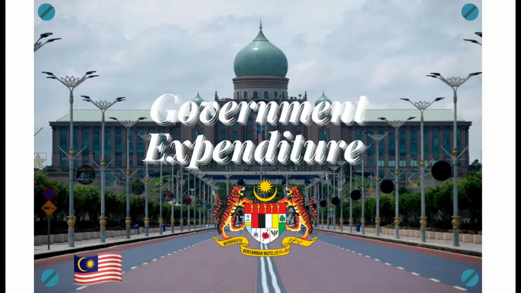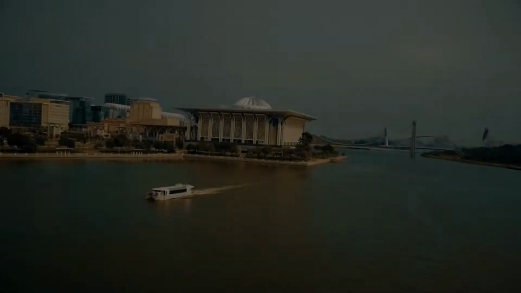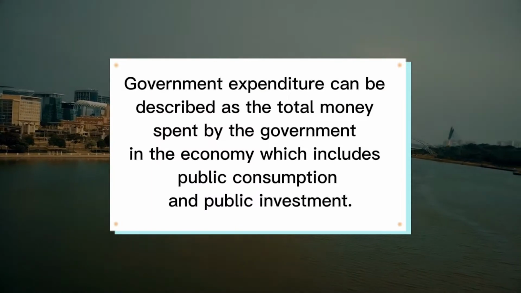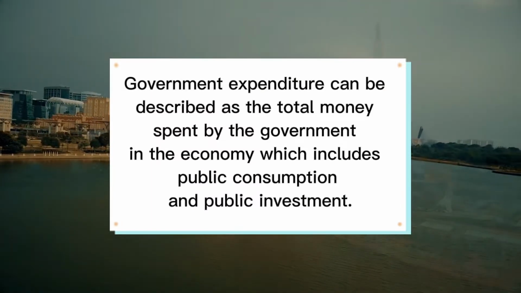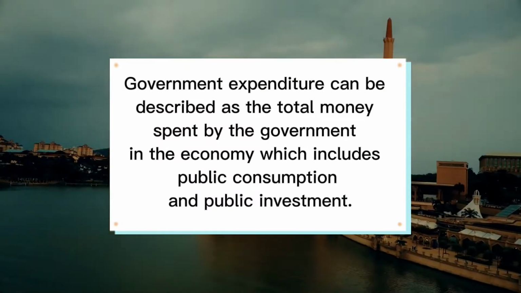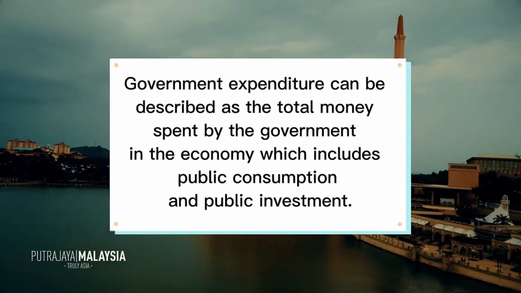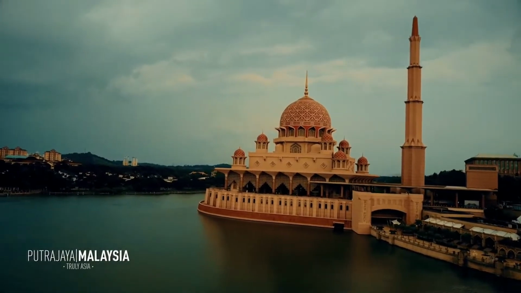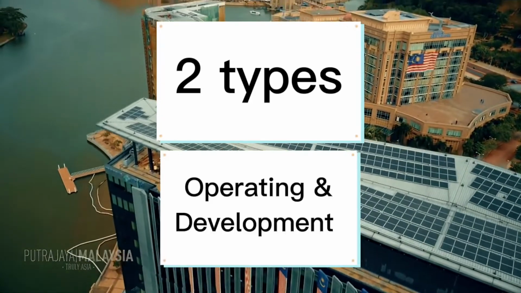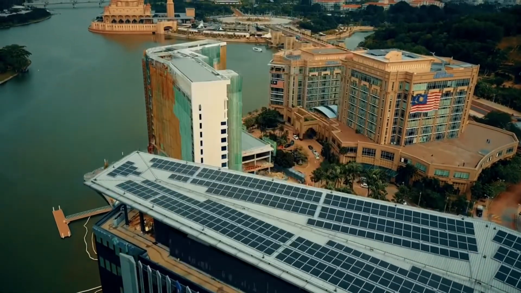Government expenditure. Government expenditure can be described as the total money spent by the government in the economy, which includes public consumption and public investment. Government expenditure can be classified into two types, which are operating and development expenditure.